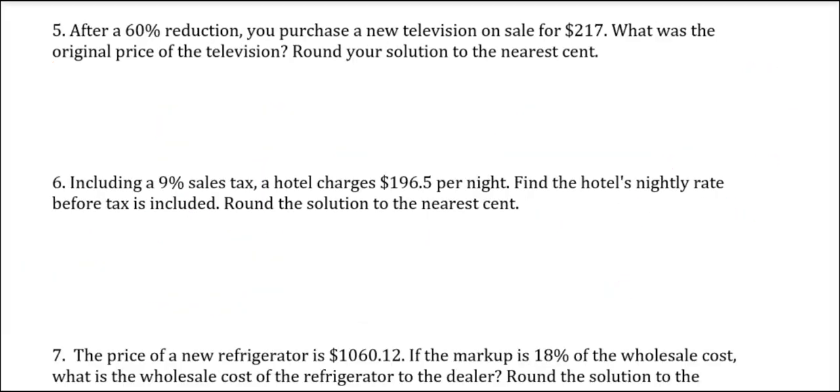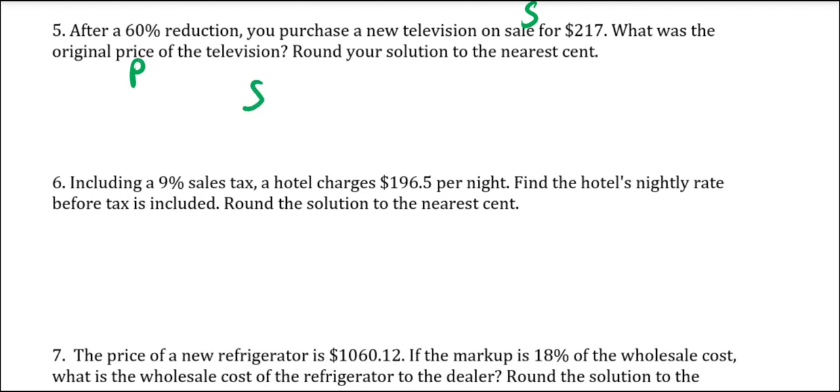Number 5 says, after a 60% reduction, you purchase a new television for $217. What was the original price? Round your solution to the nearest cent. All right, so we know a little bit about price here and how sales works, right? If I want to get this price of a television, let's say that we have the sale price S and the original price P. These are our two main players here in this equation.